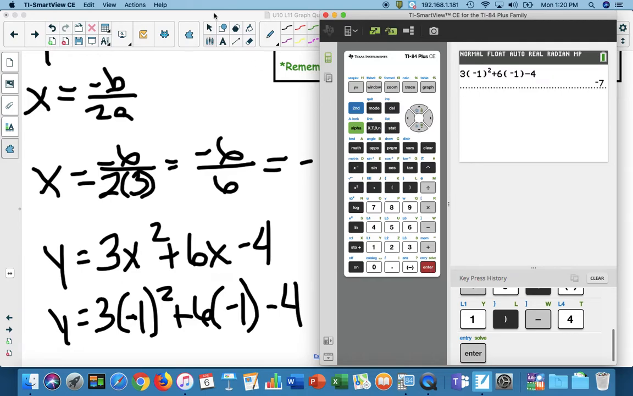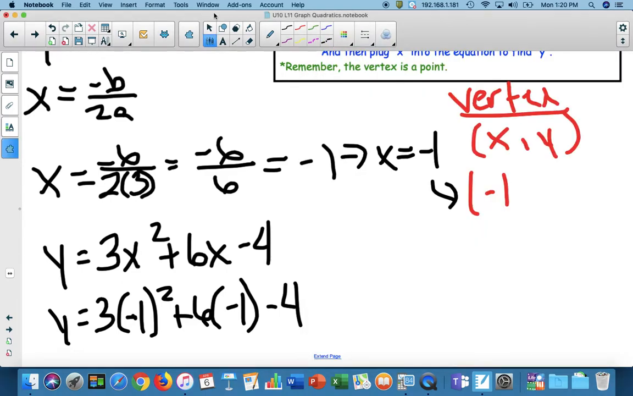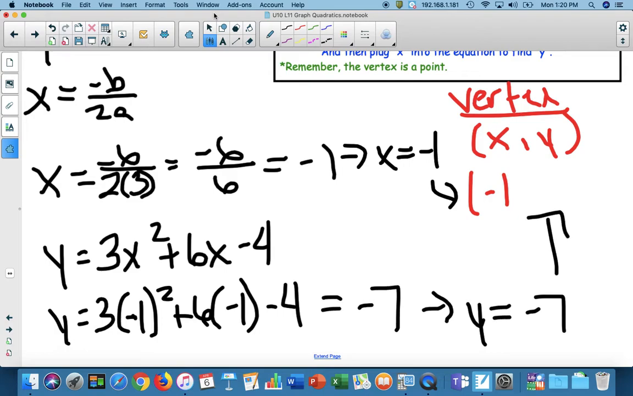So if we go back here real quick, this is going to equal negative 7, which means y is equal to negative 7. All right? And that's going to be our y value of the vertex, so the vertex is negative 1, comma, negative 7. All right? And that's how you find your vertex. It's really that easy. Axis of symmetry first, and then the vertex.